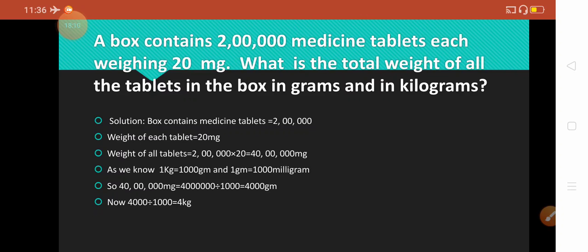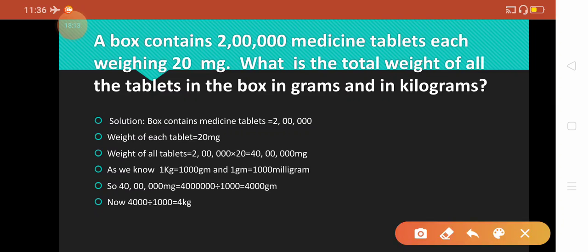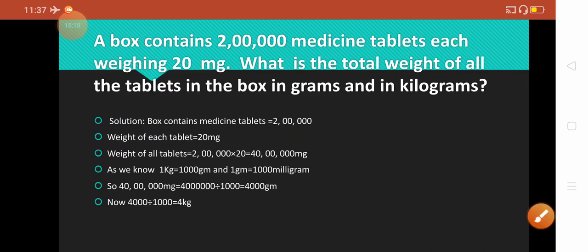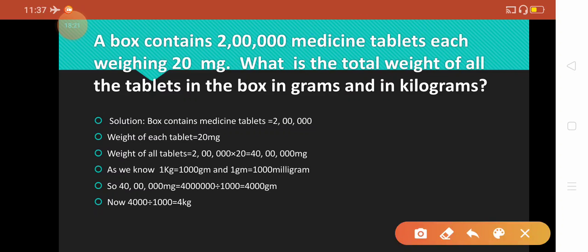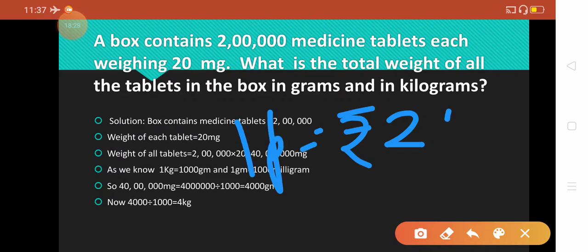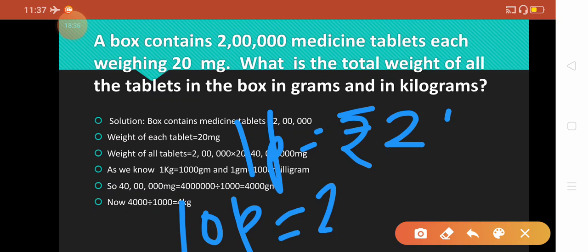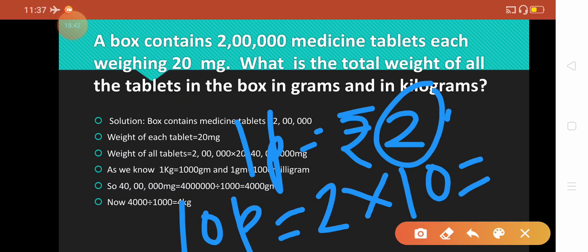But one problem is there. Here we have how much? 2 lakh. So how will you add 2 lakh times? So a simple formula is there. For example, you bought a pen, and the cost of the pen is 2 rupees. One pen costs 2 rupees. So if you buy 10 pens, what is the cost? You just simply multiply the price by the amount. So 2 into 10, 20 rupees.